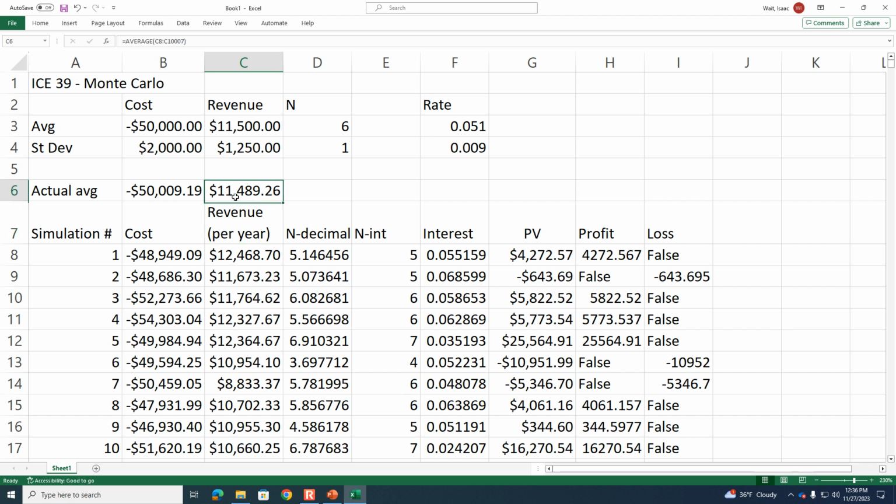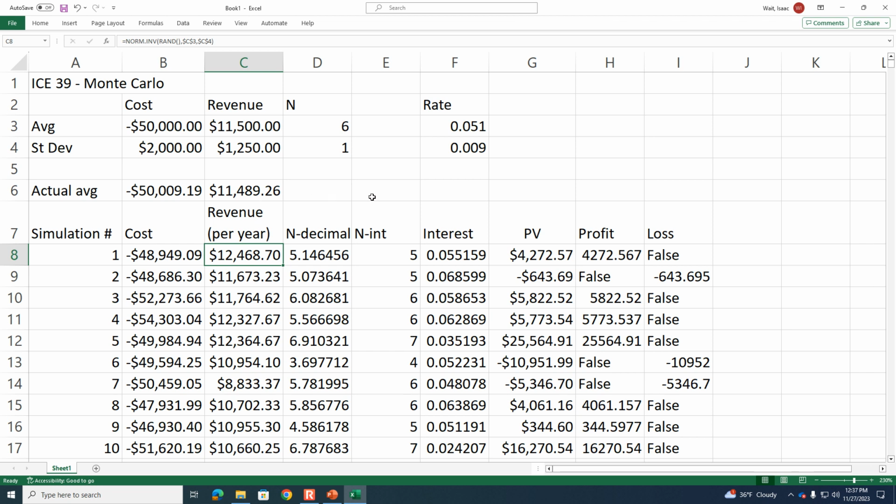So here you can see the actual average. It's close to 11,500, but it's not exactly 11,500 because each one of these values varies randomly without knowing anything about the other values. So the computer isn't adjusting each subsequent pick of the value in order to force the averages. It is truly random.